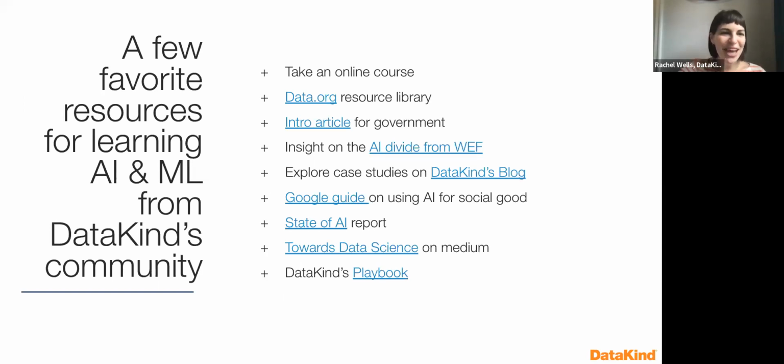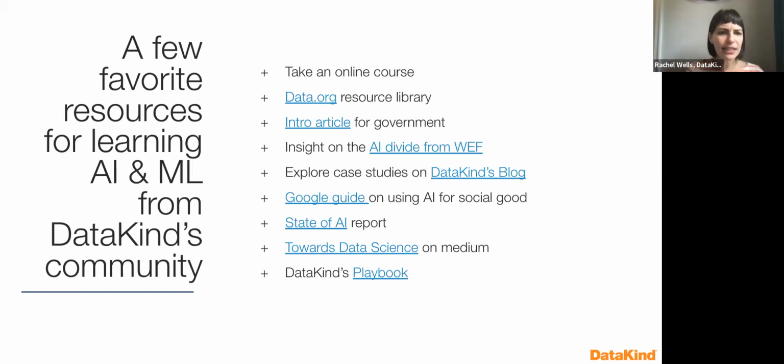These will also be in the chat for learning AI and machine learning. These came from DataKind's community. I'll start by saying if you're brand new to this space, there's tons of online courses to go through the basics. And then for nonprofits specifically, data.org's resource library has a ton of different resources on this space and can be a good place to look for a lot of different things. There's an intro article focused on government use. The AI divide comment I made earlier, I've got that resource here. There's tons of case studies on DataKind's blog and all over the place, like in the data values blog I mentioned earlier.